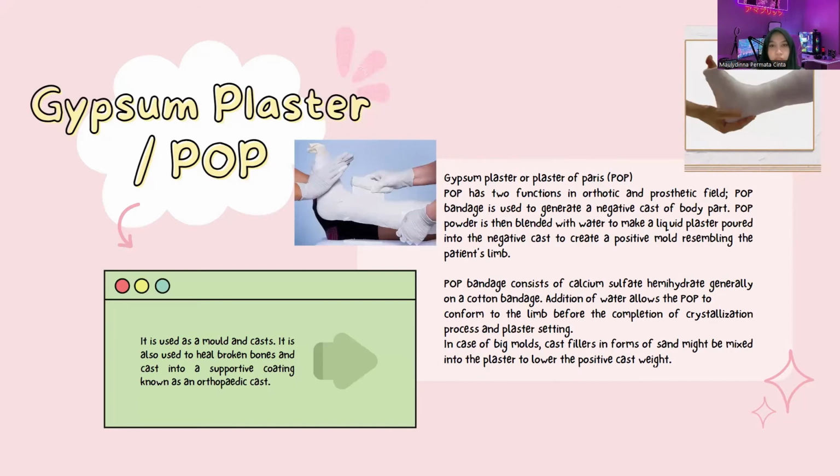POP bandage consists of calcium sulfate hemihydrate generally on cotton bandage. Addition of water allows the POP to conform to the limb before the completion of crystallization process and plaster setting. In the case of big mold, cast filler in form of sand might be mixed into the plaster to lower the positive cast weight. This is picture of gypsum plaster or POP in P&O field.